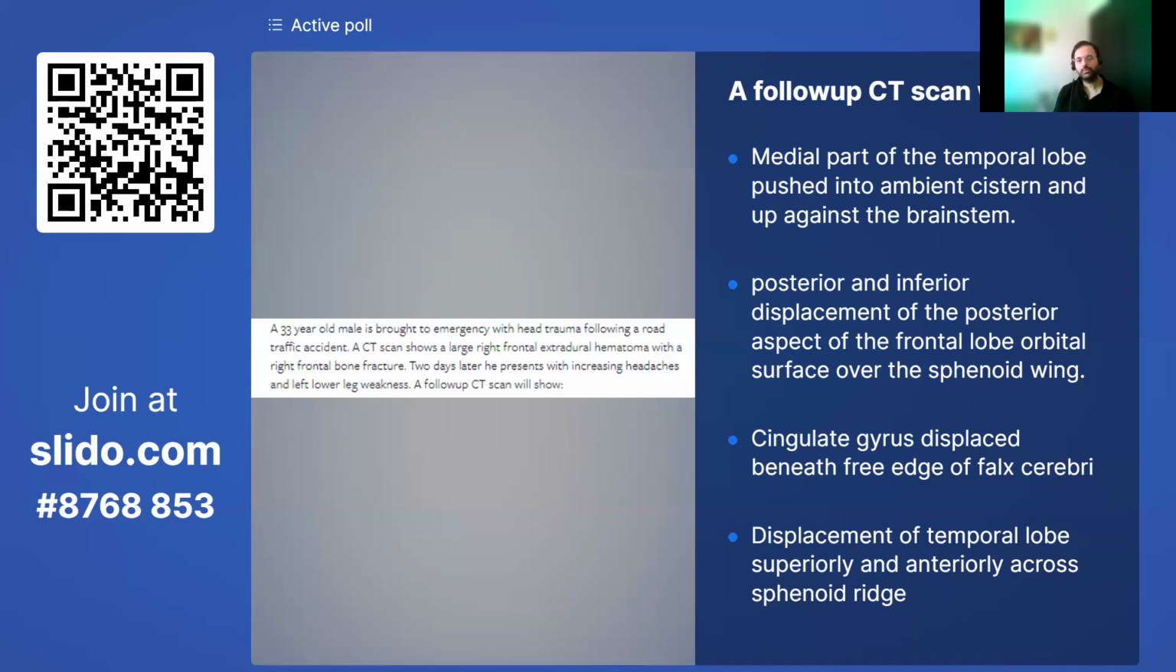Depending upon the severity, but you usually have mass effect, right? So with this piece of information, what makes you think? I'm just guessing the medial part of the temporal lobe pushes into the MBS system up against the brainstem. All right. No worries. We'll go through the explanations in detail.